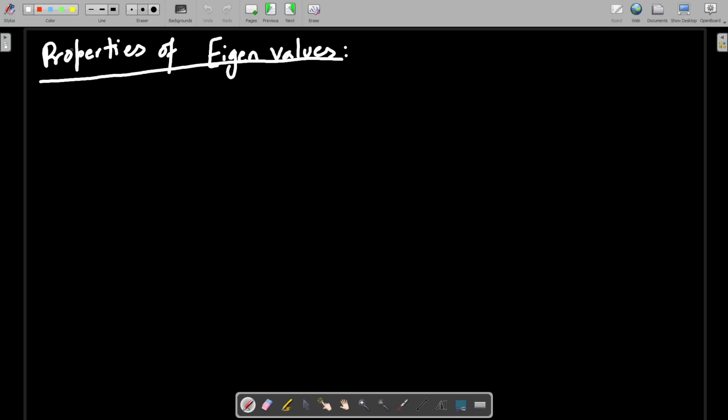Okay, so let us start now. So, properties of eigenvalues. In the last class we had defined what are eigenvalues and eigenvectors. Okay, so some properties about them. First property.